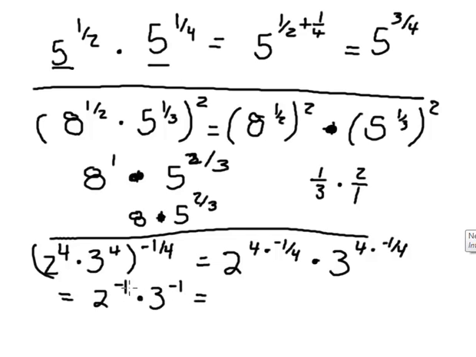Now remember what a negative exponent means. It doesn't make this negative at all. It means I take it to the denominator. So this becomes 1/2 times 1/3. Now, really this is 1 over 2 to the first power times 1 over 3 to the first power because of that 1. But 2 to the first power is just 2, and 3 to the first power is just 3. So this becomes 1/6, and that's my answer.